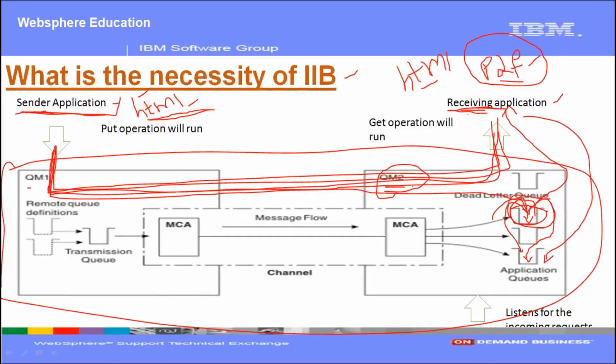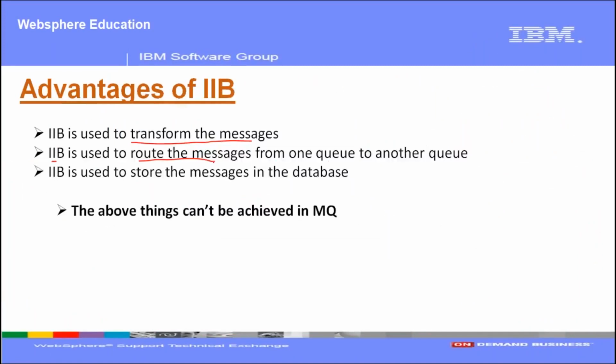When we have IIB installed on this MQ, then we can write the logic so that whatever message comes to this queue will be redirected to that queue, so that your application can process the message. That is what routing is. So with the help of IIB, we can route the messages from one queue to another queue. So, clear with the second point? Any questions? Okay.